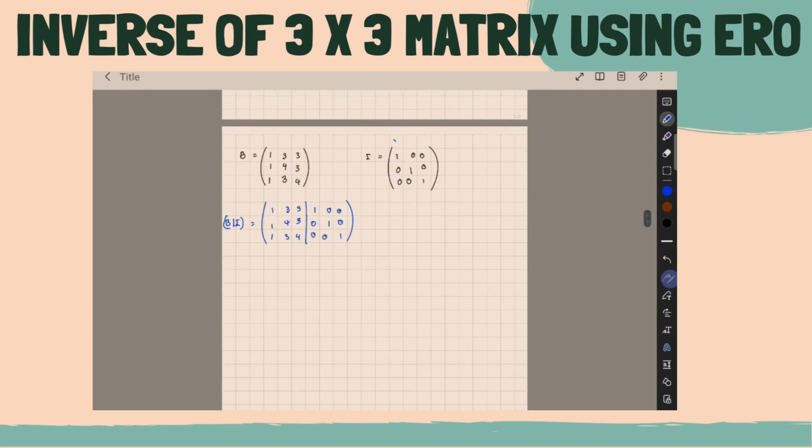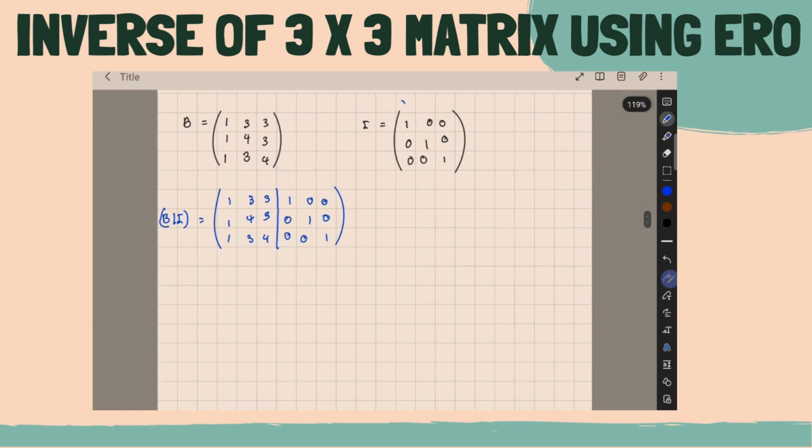So for the first question, we will have to reduce this B to the values of the identity, and the inverse matrix will be obtained on this right side. So first we have to find the easiest row and column to solve, and it will be the first column. You can see there's a 1 here, 1 and 1. When there's a 1 there, it's the easiest to solve.